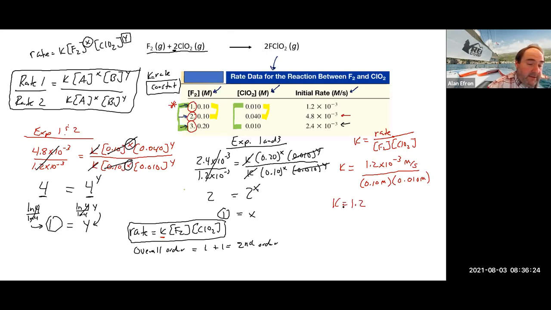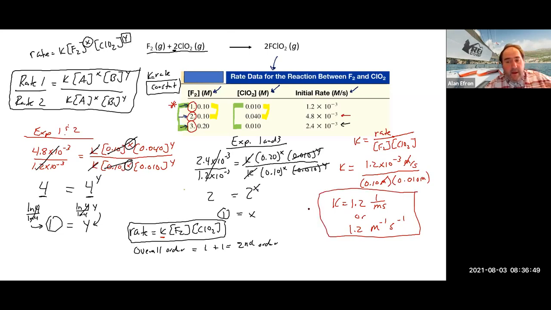Now let's talk about units, and units are really important in kinetics because it does tell you sort of what is going on. If we look at this, the molarity up on top will cancel with one of the molarities on the bottom, and that will leave you 1 over molar seconds, or you could write 1.2 molarity to the minus 1 seconds to the minus 1. And that would be our answer for the value of the rate constant.